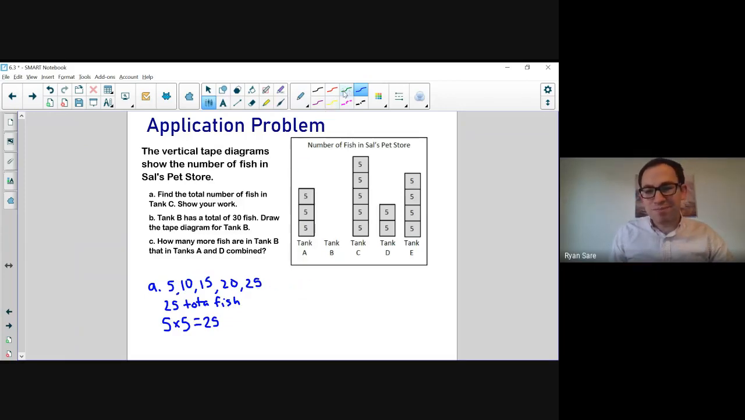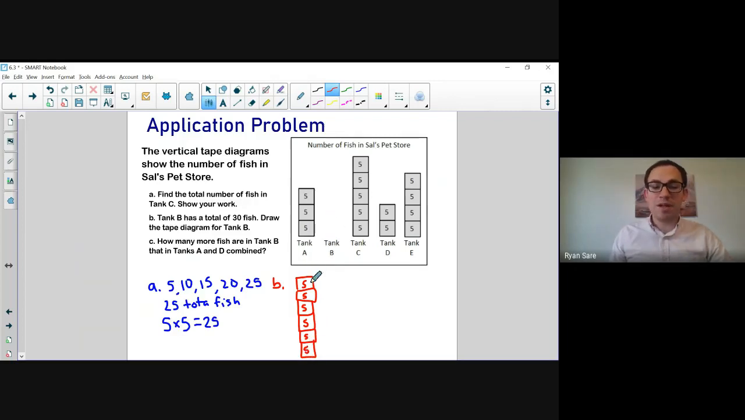I'm going to change colors for B. Let's go with red. It says tank B has a total of 30 fish. Draw the tape diagram for tank B. And I'm going to draw this tape diagram vertical. Okay, I switched colors so you can see this part a little bit better. So I need to go to 30. So here's 5. You need to add another 5, 10, 15, 20, 25, running out of room, 30.